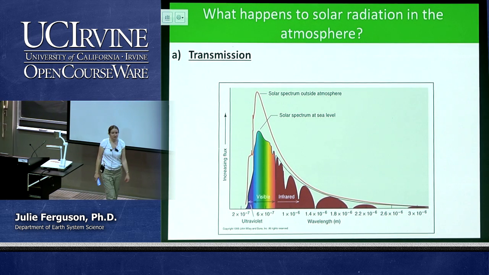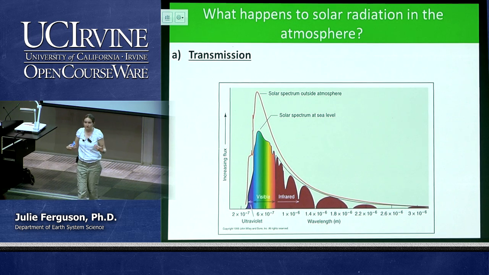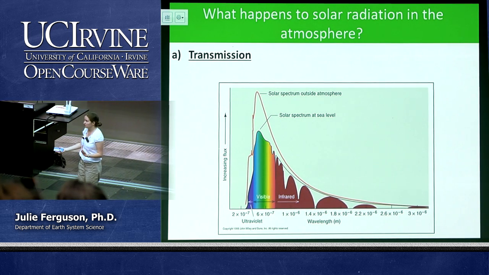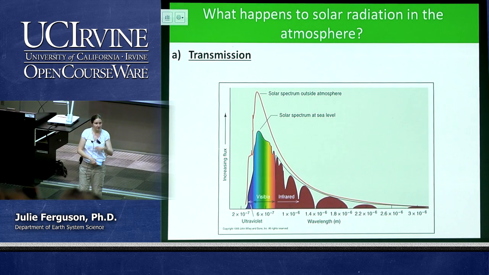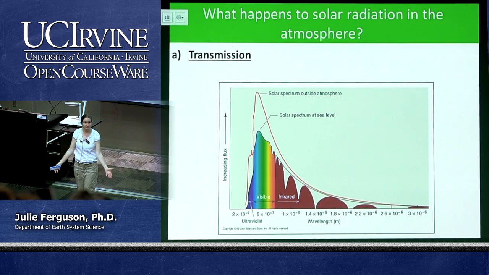So first of all, what we do get down here at sea level is what we call transmitted. It's traveling straight through the atmosphere. It's not being reflected or absorbed or anything else. It's coming straight through. It's being transmitted. Okay? So what we measure down here is what's coming through.